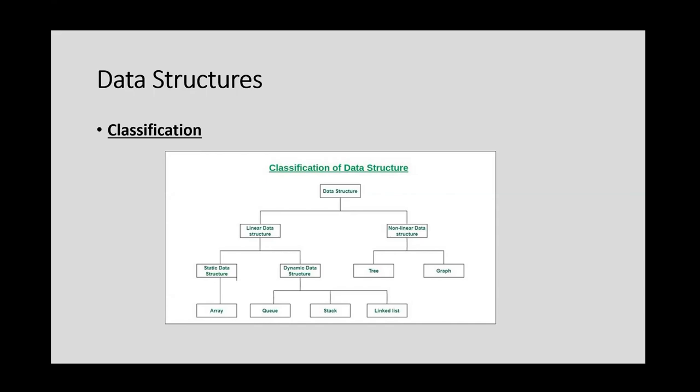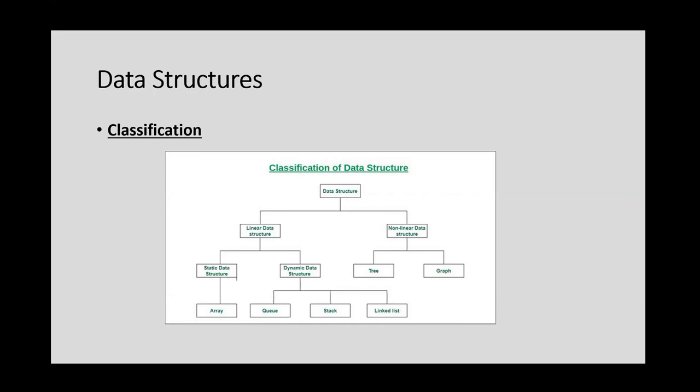Next, in linear data structure, we have two things. One is static data structure and another one is dynamic data structure. So what is static data structure? In the static data structure, as an example, there is the array data structure. If you know some other programming language, you might have learned that the array is the concept that comes up. So static data structure means the example is array.